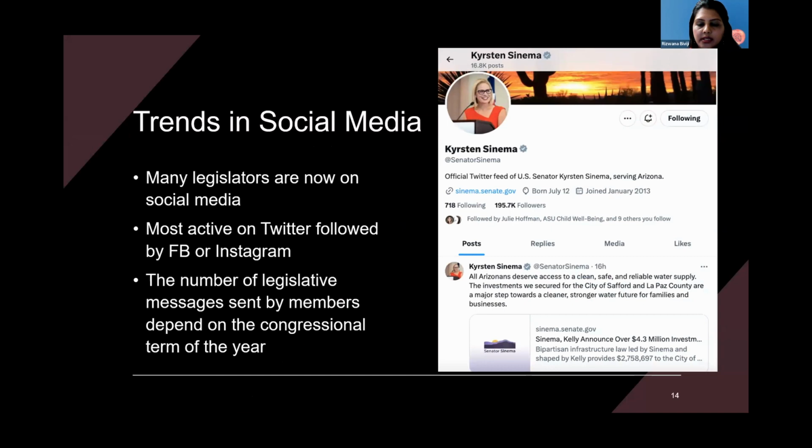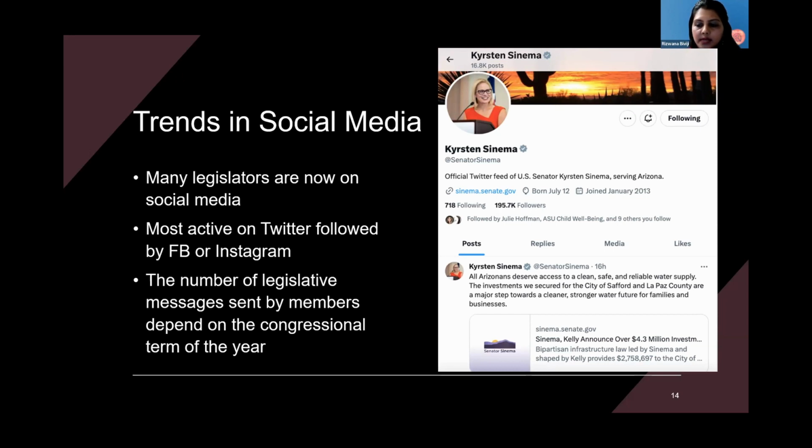So looking at trends in social media, like I mentioned, many legislators are now active on social media, and you will see that they have more than one account and they are present on multiple platforms. So for example, most of your legislators are active on Twitter, followed by Facebook or Instagram. And even as you are deciding to build your professional identity in the space of advocacy using social media, I would say that if you are wanting to communicate with the legislators, if you're wanting to be active in the eye of the legislators, then Twitter is a good platform. While if you are wanting to create a larger base and target a larger audience, then maybe Facebook or Instagram would be a better platform.